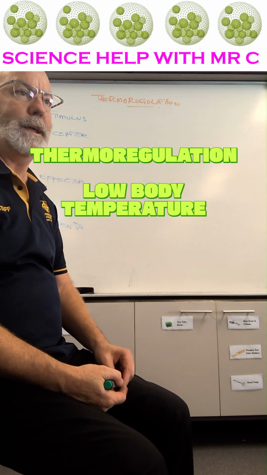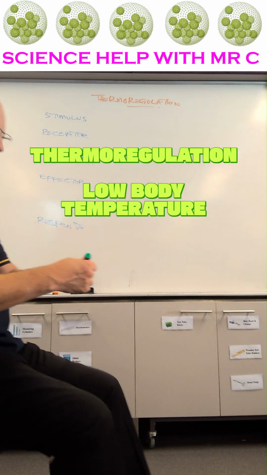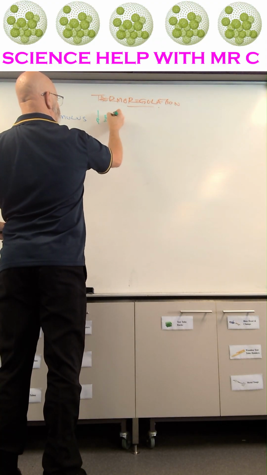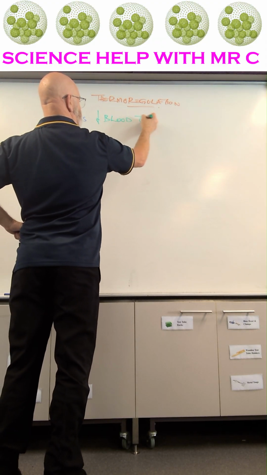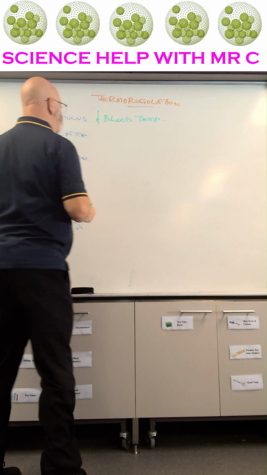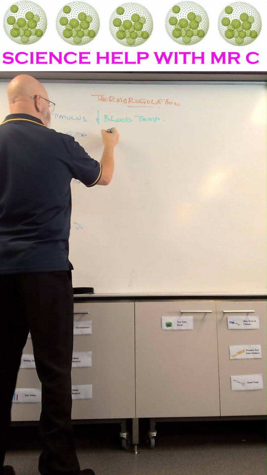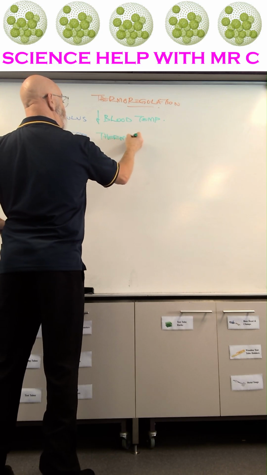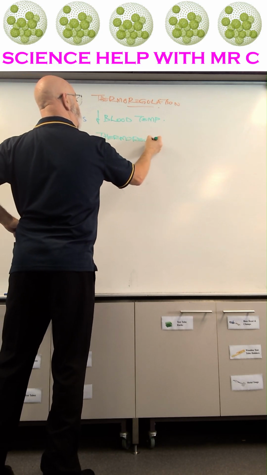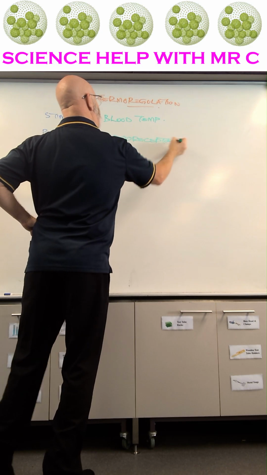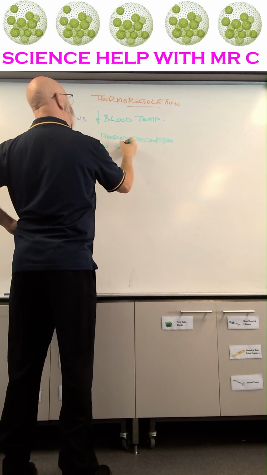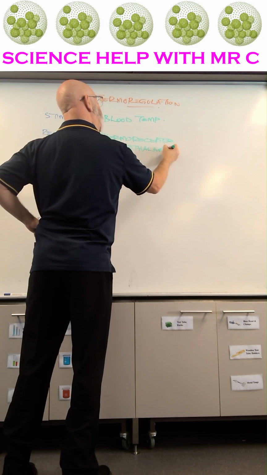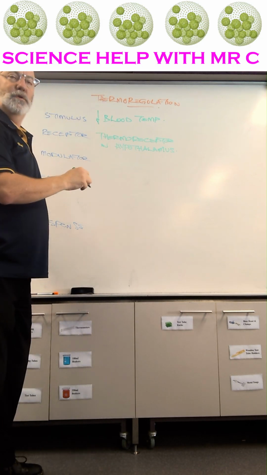So now we do thermoregulation when you are too cold. The stimulus is a drop in blood temperature. The receptor is going to be a thermoreceptor in the hypothalamus. Again, it's the thermoregulatory center.